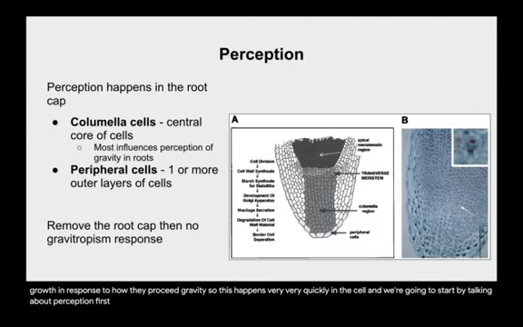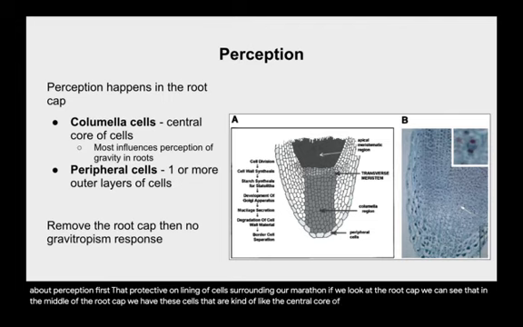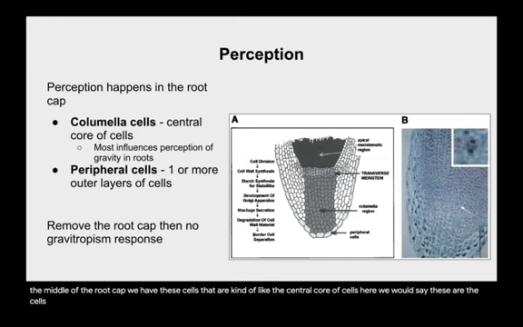So perception happens in the root cap, that protective lining of cells surrounding our meristem. If we look at the root cap, we can see that in the middle of the root cap we have these cells that are kind of the central core of cells here. We would say these are the columella cells. These have the most influence on how plants perceive gravity. So this middle section of cells in our root cap, these columella cells.